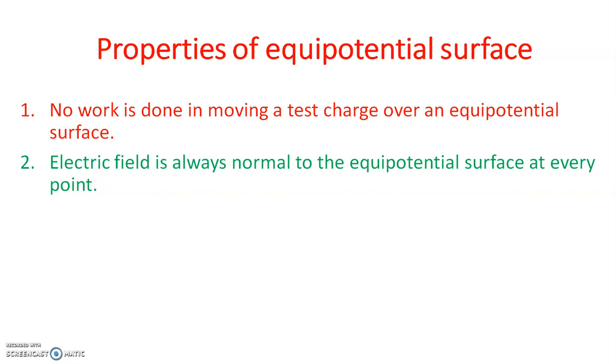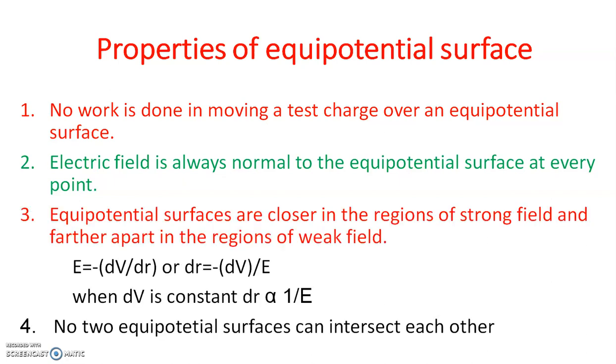If it is not normal, a tangential component of electric field will be there. And because of the tangential component, if a charge is kept over the surface, it will experience a force. Because of the force, the charge will move, which will result in current. That is not possible in static condition. So we can say electric field is always normal to the equipotential surface.